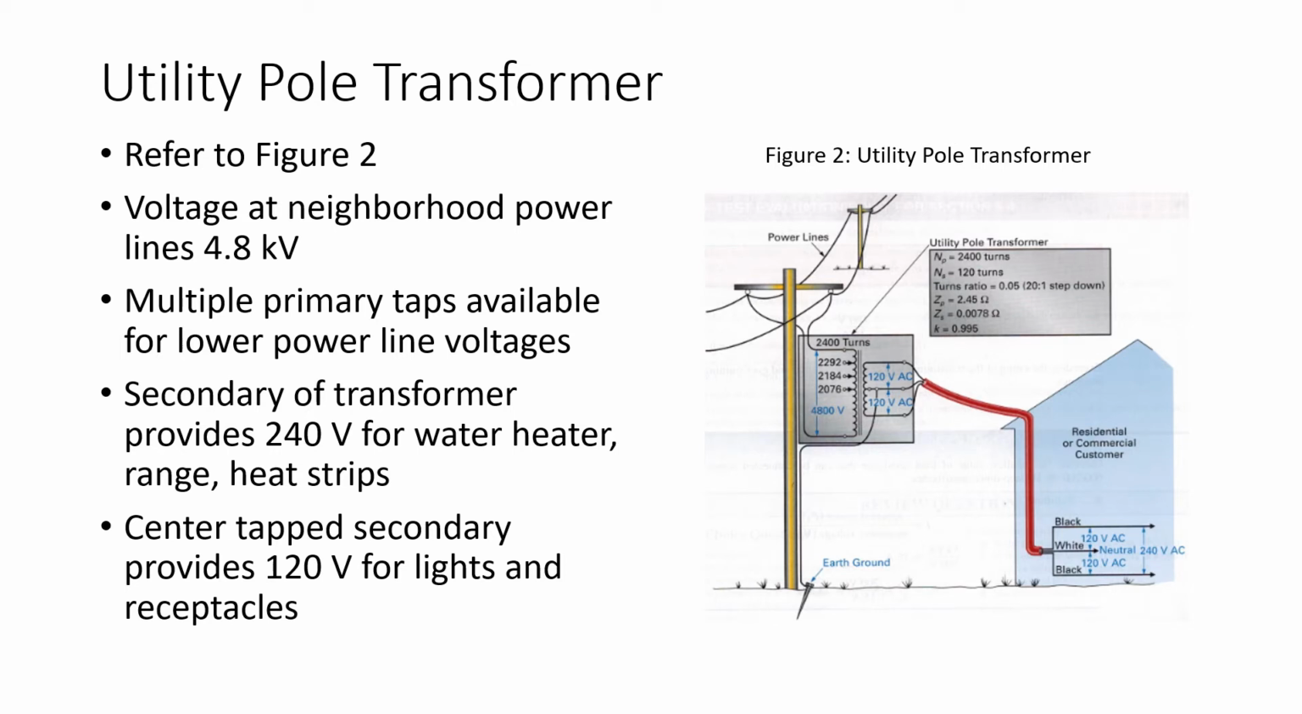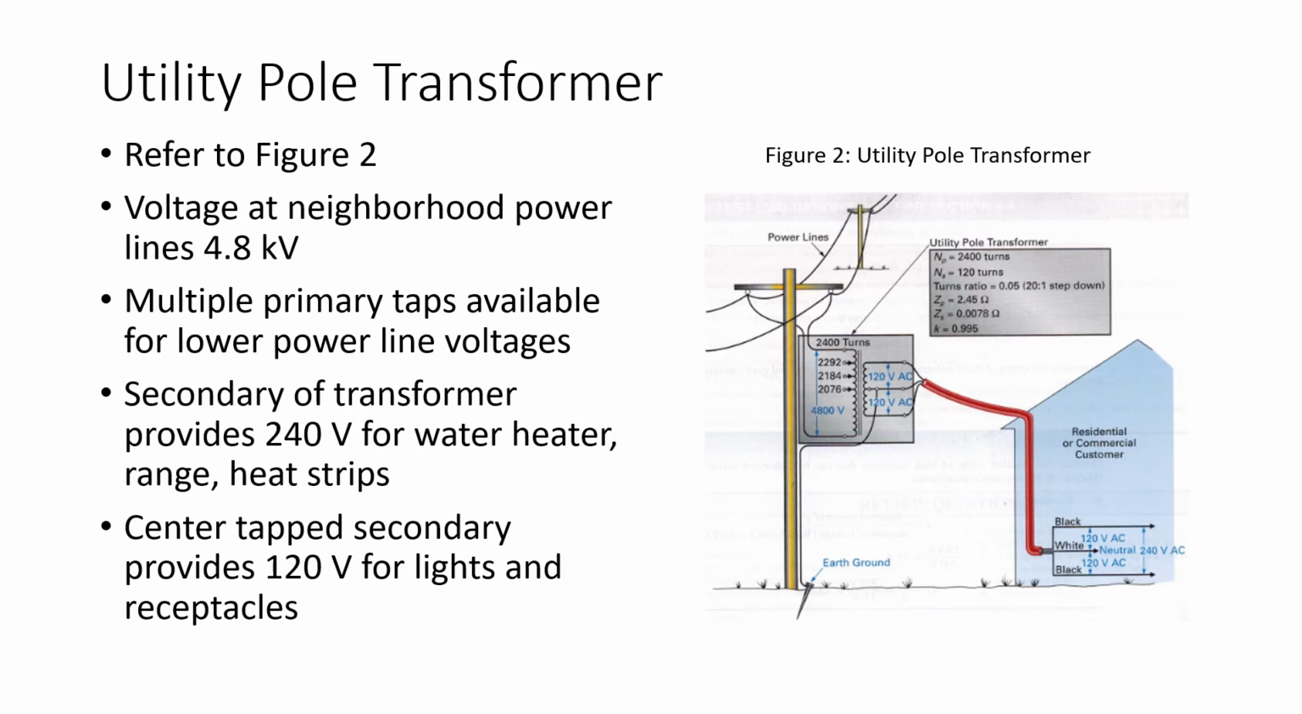So for this example, we assume that the voltage on the power lines is 4.8 kV. And we use a step-down transformer with a center tap secondary to provide 240 volts to our homes to power the water heater, the electric range, the heat strips for our HVAC system. And of course, the center tap allows us to have 120 volts for the lighting and receptacle circuits in our homes.